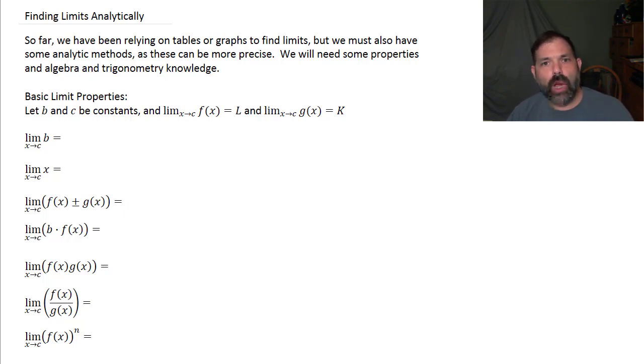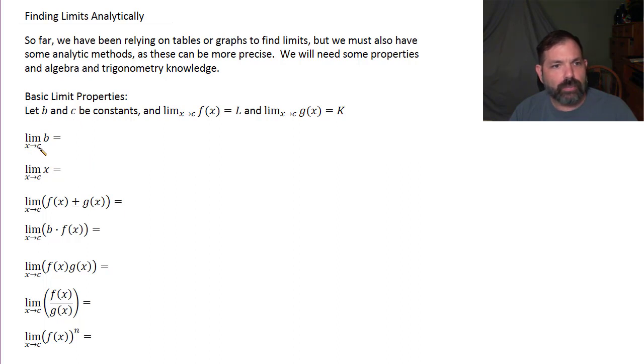We have to have some basic properties. We have to use some things we've learned in the past, and we're going to use some trickery along the way. But first I'm going to start with some of these basic properties, things that we know are true. So if we let b and c be constants, and let the limit as x approaches c of some function f of x equal L, and the limit as x approaches c of some other function g of x equal k. So we have some other limits that are already defined, that we've already figured out. And b is a constant and c is a constant.